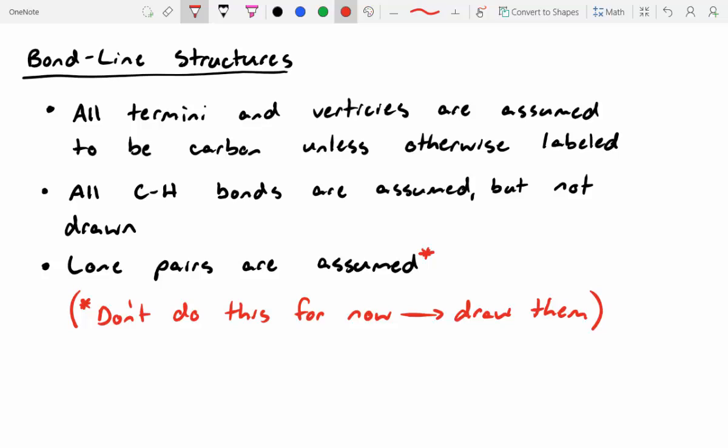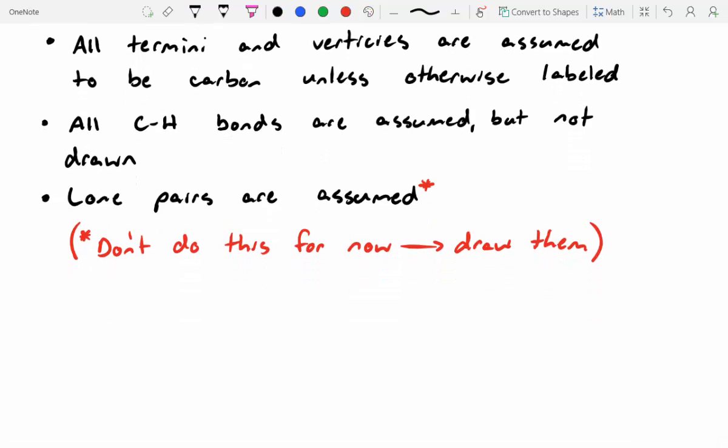Once you get into more advanced organic chemistry and you're used to knowing what looks right and what doesn't look right, you can leave them out for the time being. But let's draw them just so we can figure out formal charges and hybridization for right now. So let's take an example of a structure.